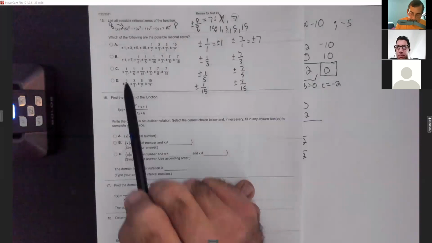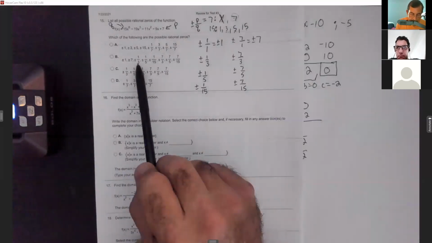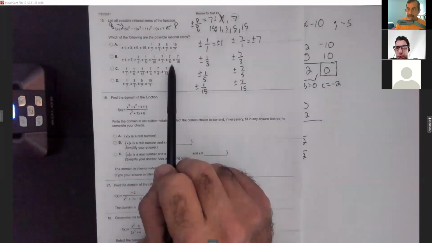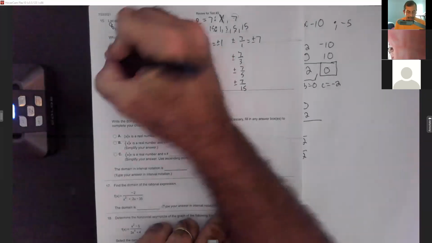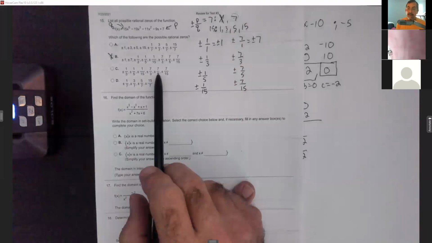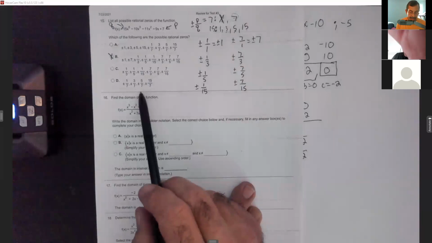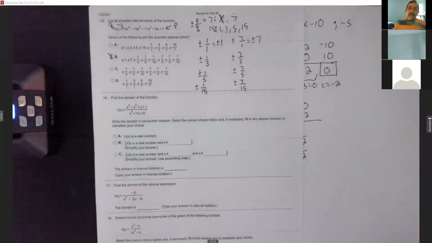So here I go. I got a plus or minus 1, plus or minus 7. I got 1/3, 1/5, 1/15, 7/3, 7/5, 7/15. So for me, I'm going to go with B. On C, they didn't list the 1 and 7, and on D, they did it upside down and divided everybody by only the 7. So all factors of the last number divided by all factors of the first number.